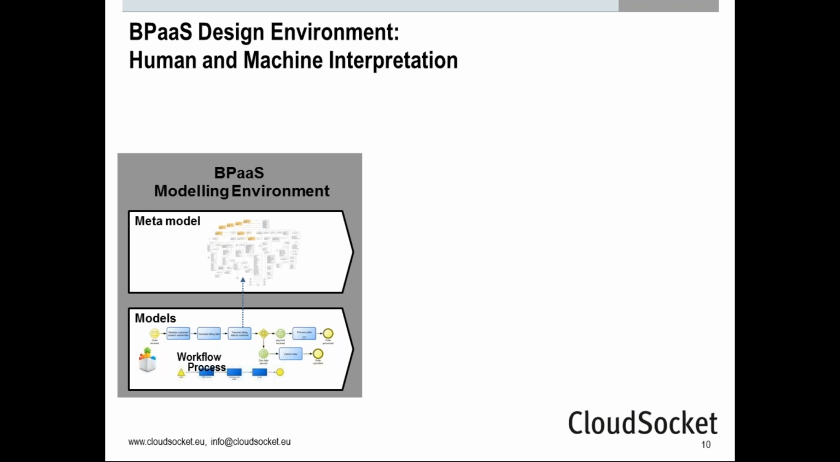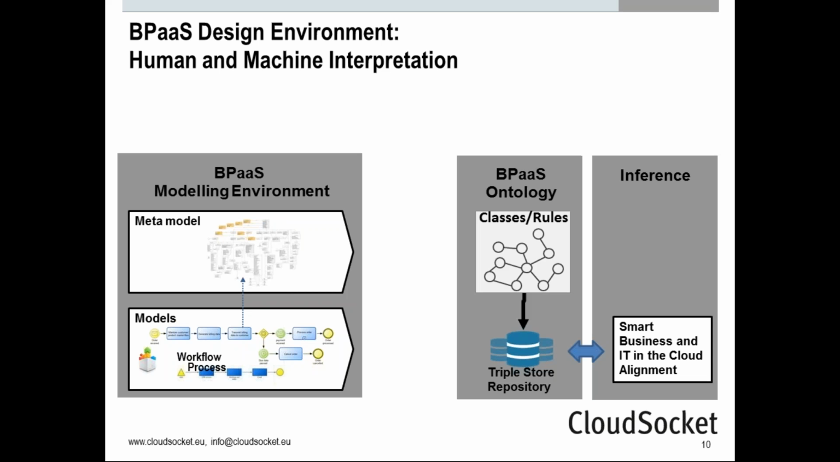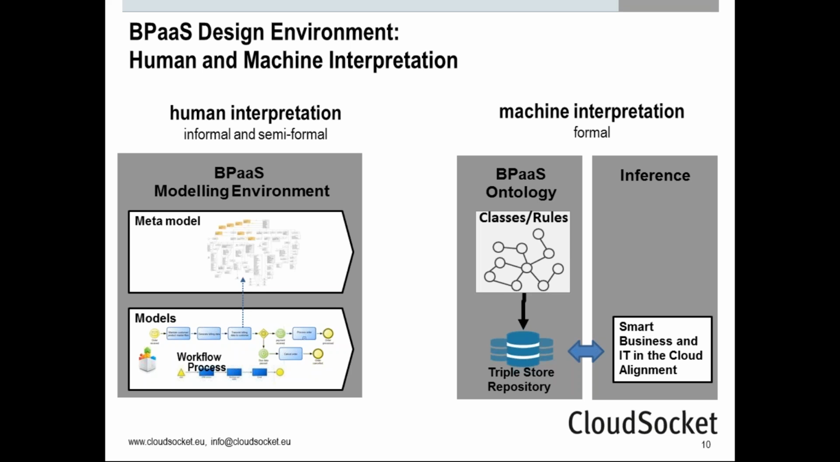And this is now the general architecture, more detailed, what I just said before. Here we have the typical modeling environment. This is based on the ADOxx modeling environment. So we have the meta models defining the modeling elements, and based on these meta models we can define the models. And now here on the right we have the formal representation. So we have an ontology where we define classes, where we define rules, and we have an inference engine that can work on the graphical representation. So the left part is for the human interpretation. It's a more informal or semi-formal representation, and the right part is a machine interpretable representation which is formal and which can be executed.